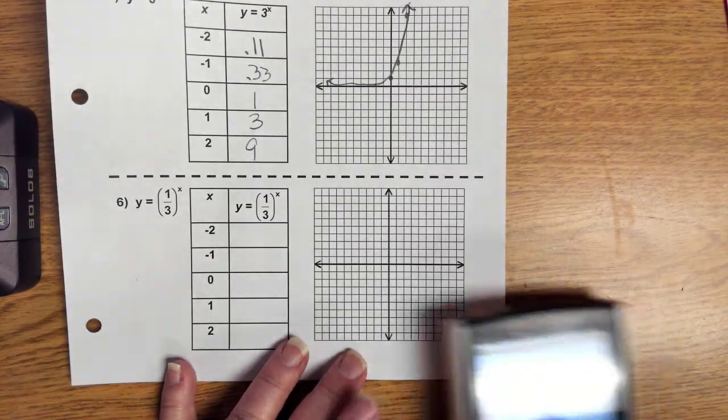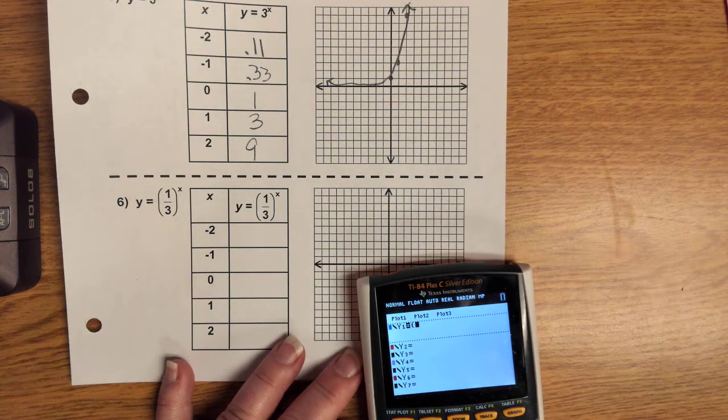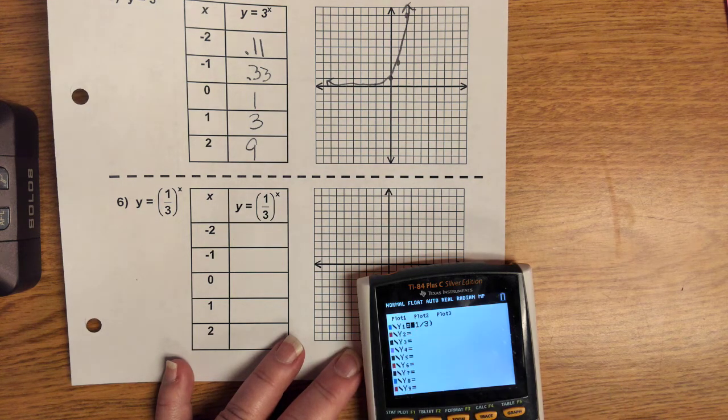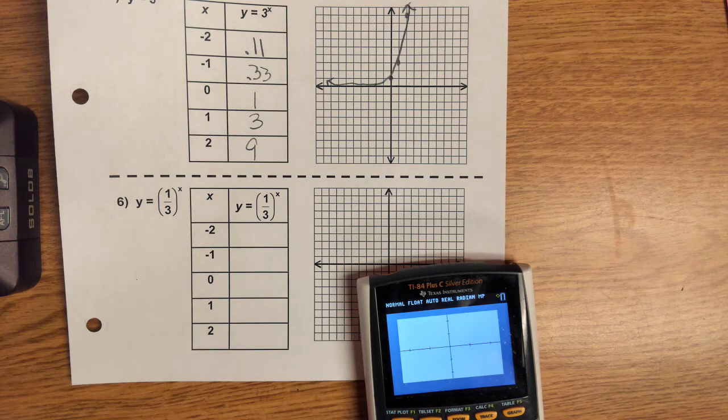All right, let's go back to y equals. Let's put parentheses around 1 divided by 3, parentheses, and we want that to the power of x. I hit the wrong button. I want that to the power of x. And I'm going to hit graph. I'm zooming. Look at that pretty thing.